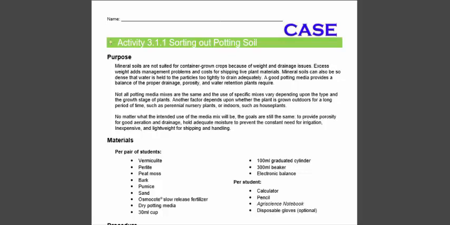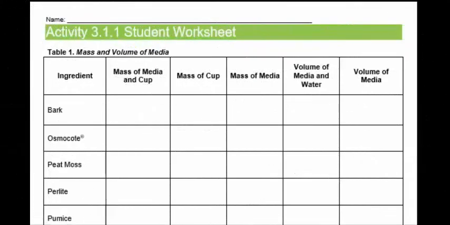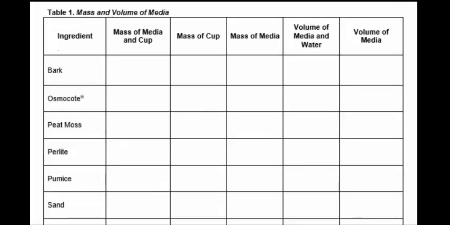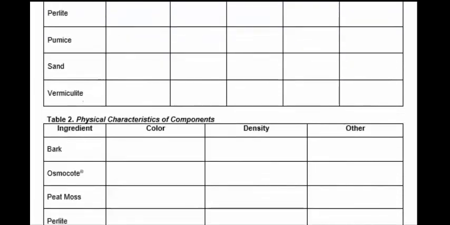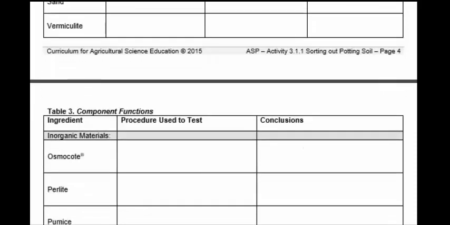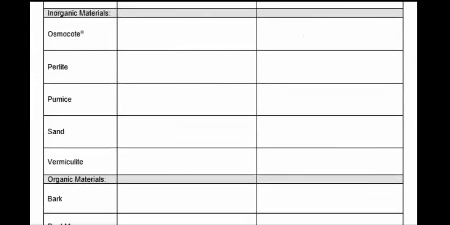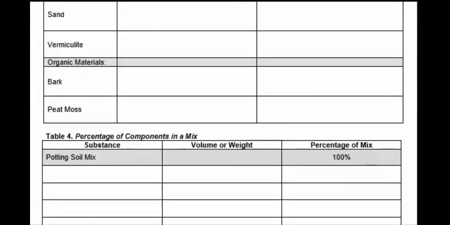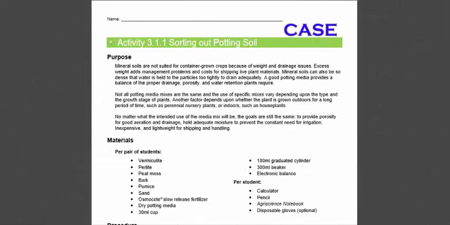Through Activity 3.1.1, Sorting Out Potting Soil, you will identify components commonly used in potting media. This will help you understand that potting media has specific qualities suited for container crops, such as using lightweight and inexpensive materials that provide essential components needed for drainage and porosity. Your instructor will share specific instructions for the continuation of the activity.